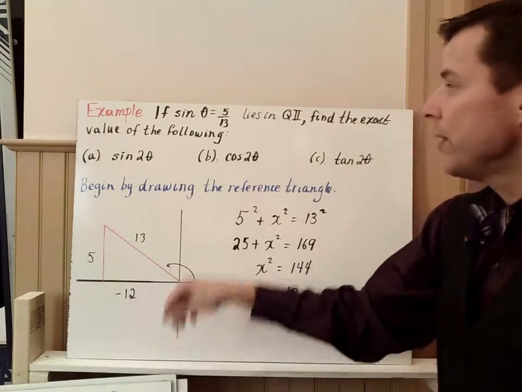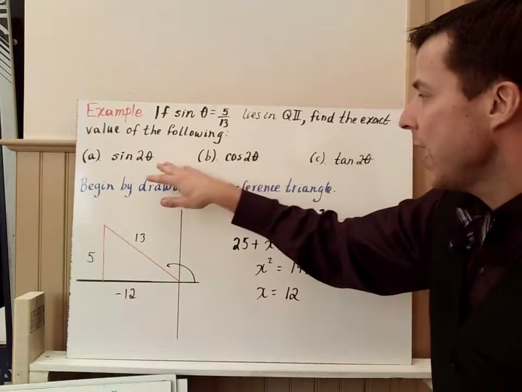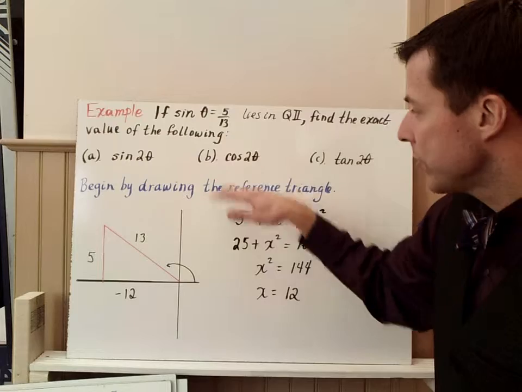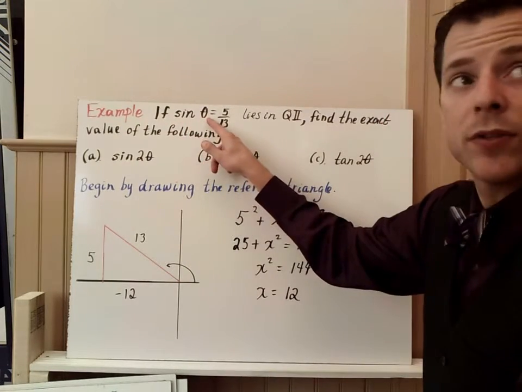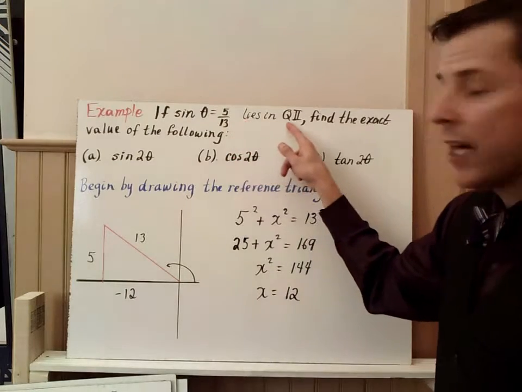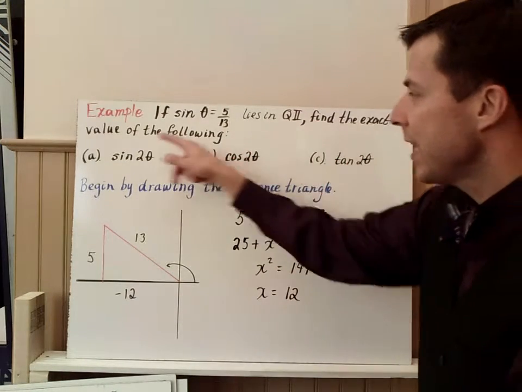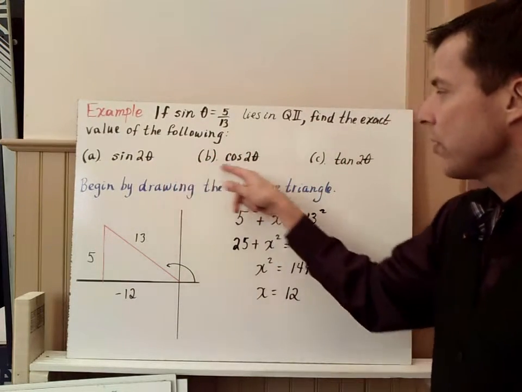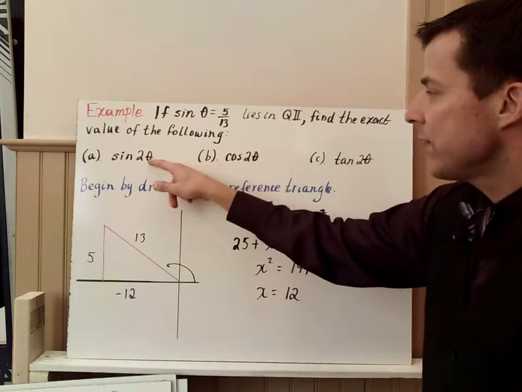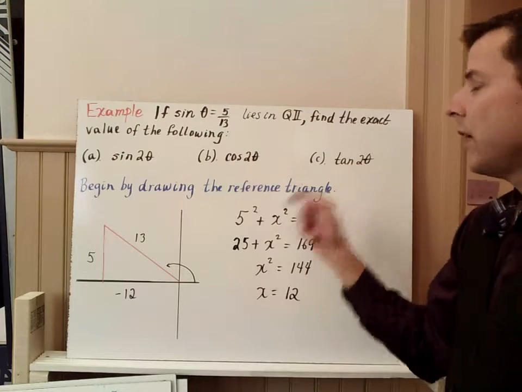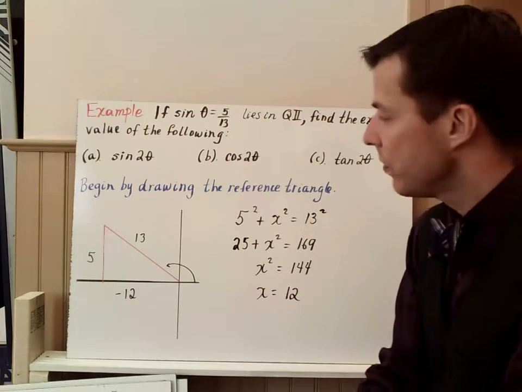In our last example, we're going to be doing really the same thing. And we're going to find sine of 2 theta, cosine of 2 theta, and tangent of 2 theta. So if sine theta equals 5/13ths, and it's going to lie in the second quadrant, find the exact value of the following. So here's what we're looking for. Those three double angles: sine of 2 theta, cosine of 2 theta, and tangent of 2 theta.